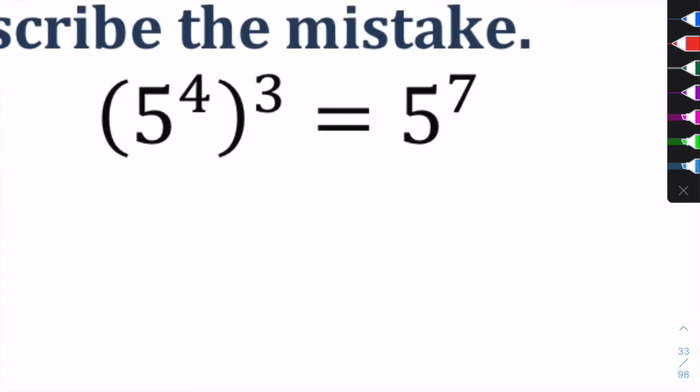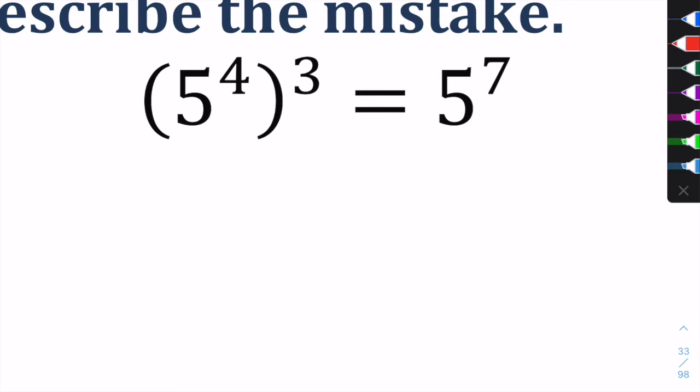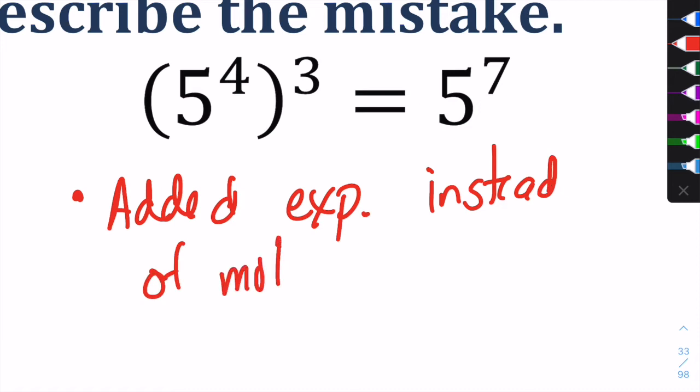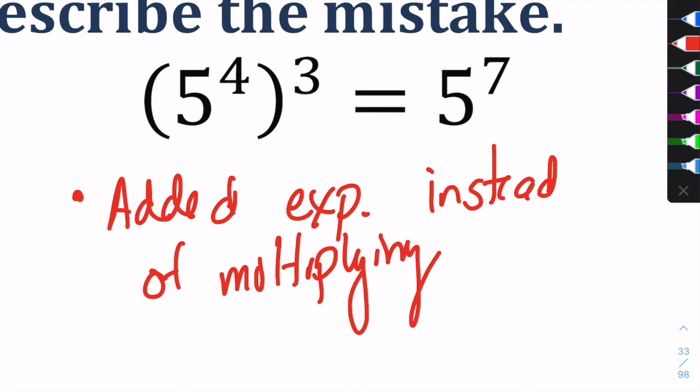All right, let's look at another fun example. Let's go ahead and look at this one where a student made a mistake. Very common mistake. 5 to the 4th to the 3rd, and they said 5 to the 7th. Well, what did they do wrong? Well, yes, 4 plus 3 does equal 7, but that's not what you're supposed to do. They added the exponents instead of multiplying them like they should have. There is an instance where we do add exponents. When do we do that?